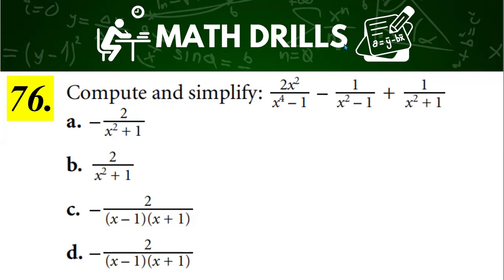This time we have similar rational expressions, or similar fractions, and we also have multiplication and division in this part. I have here 2x squared over x to the fourth minus 1, over x squared minus 1, plus 1 over x squared plus 1.